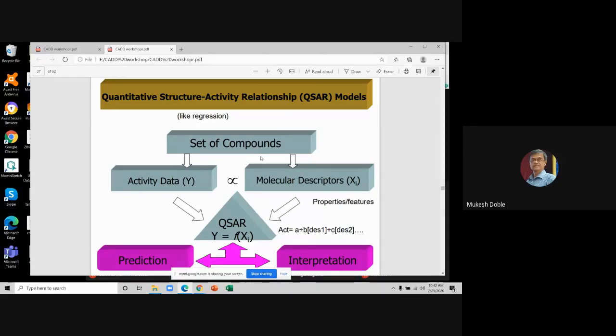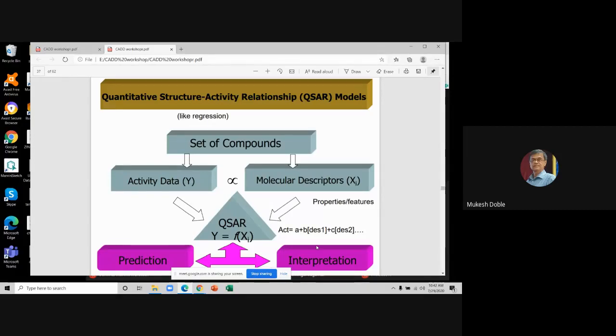Then I develop y equal to mx plus c, or y equal to m1x1 plus m2x2 plus m3x3 plus c, like that. So the x's are the descriptors. We can't make a very big equation. It depends on the number of data points I have. If the data points are very few, I will have only a one-descriptor model, that is y equal to m descriptor 1 plus c, or y equal to mx plus c.